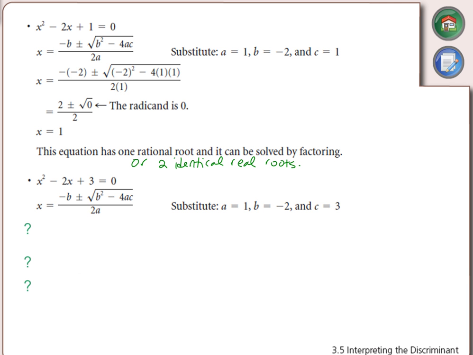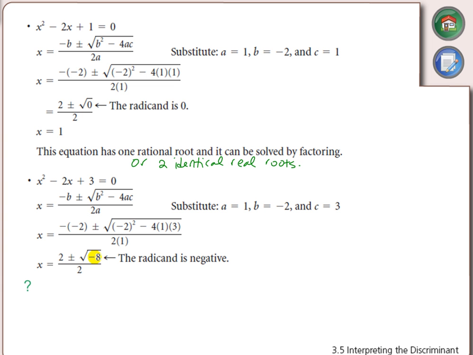And then the last one, this is the one where we have a negative radicand. Can't take the square root of the negative number. It's not a real number at that point. So we say we have no real roots then.